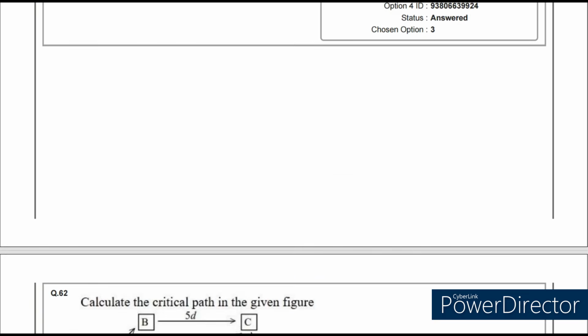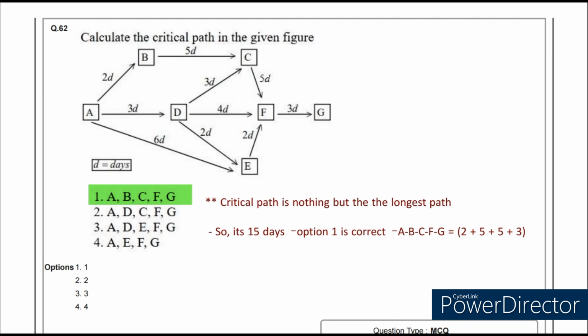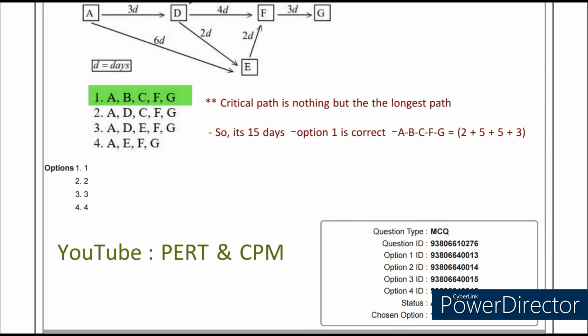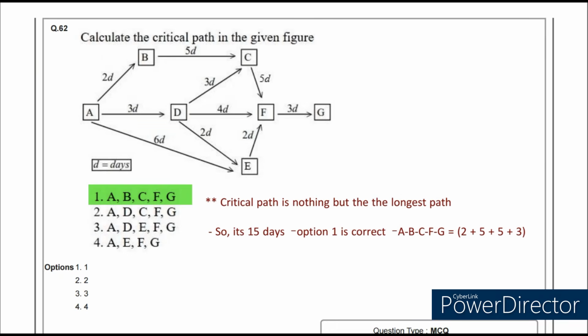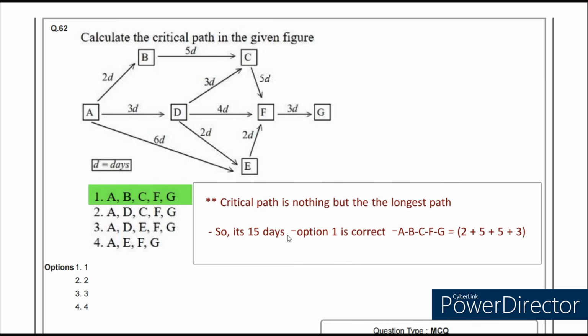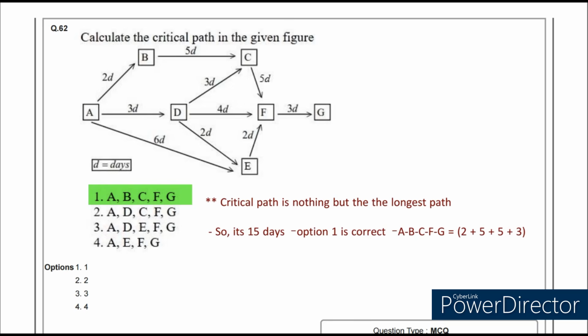Now coming to question number 62, which is again a very easy question, and I already made a special video on critical path on my YouTube channel. I'll provide the link in the description, so please go through it. Critical path is nothing but the longest path in a project. In this case, the longest path should be A, B, C, F and G. If you count the number of days, 2 plus 5 plus 5 plus 3, the critical path should be 15 days. So option 1 is correct.